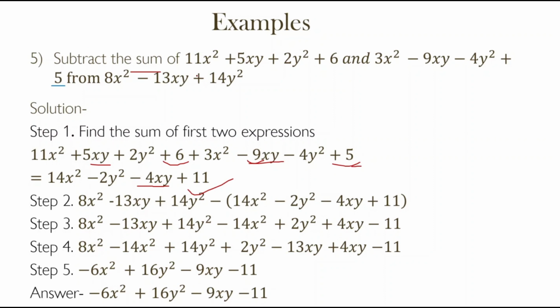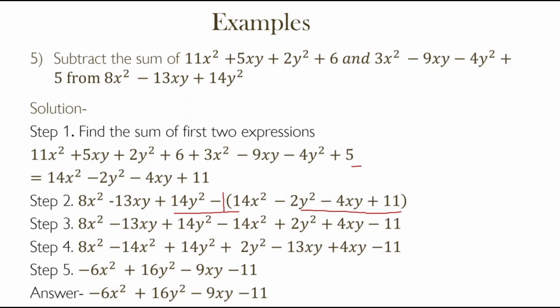So the question is saying we need to subtract this sum from the third algebraic expression. So writing the third algebraic expression first and then subtracting the entire sum from it. That's why inserting a bracket sign and putting a minus outside it. So that's how we got 8x square minus 13xy plus 14y square minus bracket 14x square minus 2y square minus 4xy plus 11.